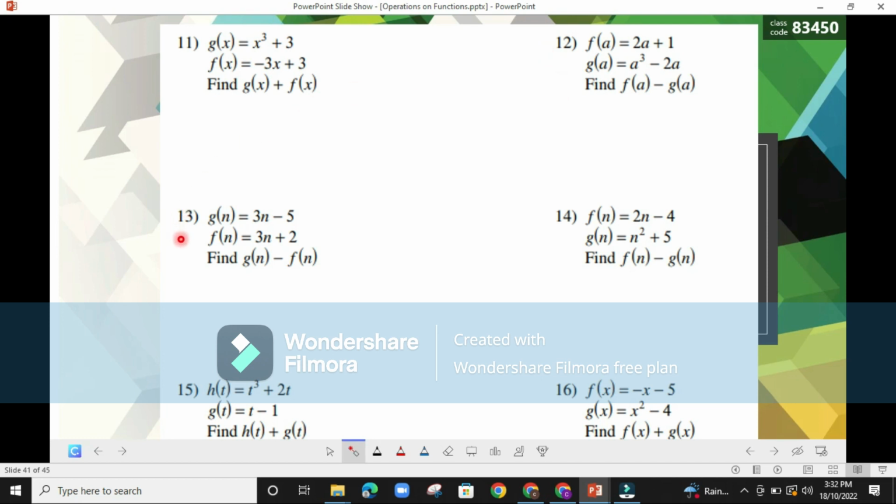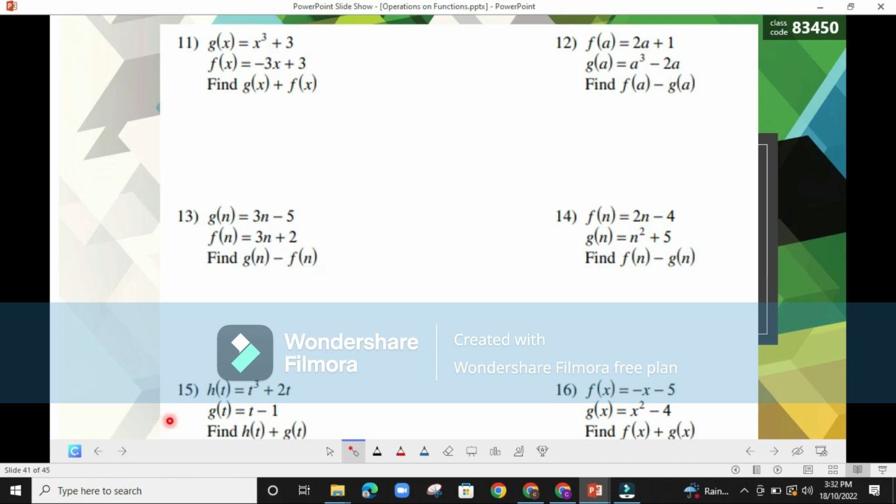Number 13, g of n is equal to 3n minus 5. F of n is equal to 3n plus 2. Find g of n minus f of n. Number 14, f of n is equal to 2n minus 4. G of n is equal to n squared plus 5. Find f of n minus g of n.